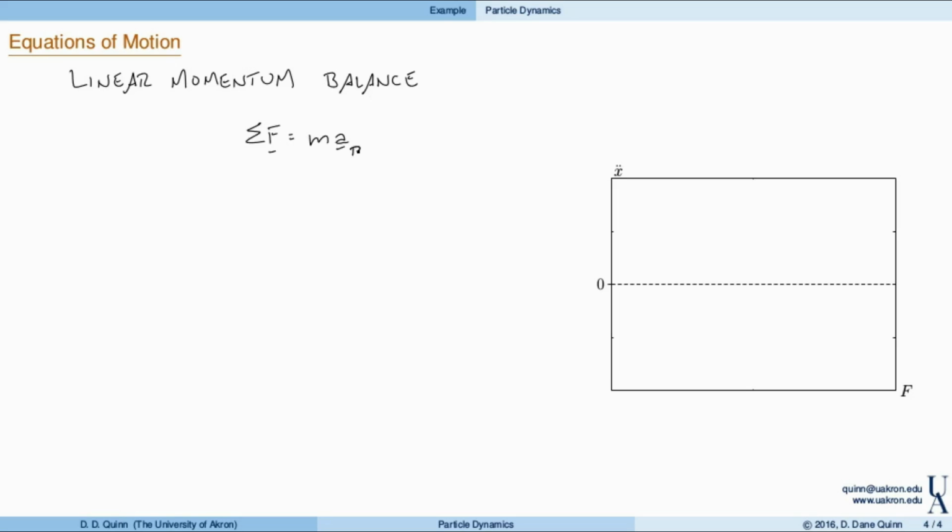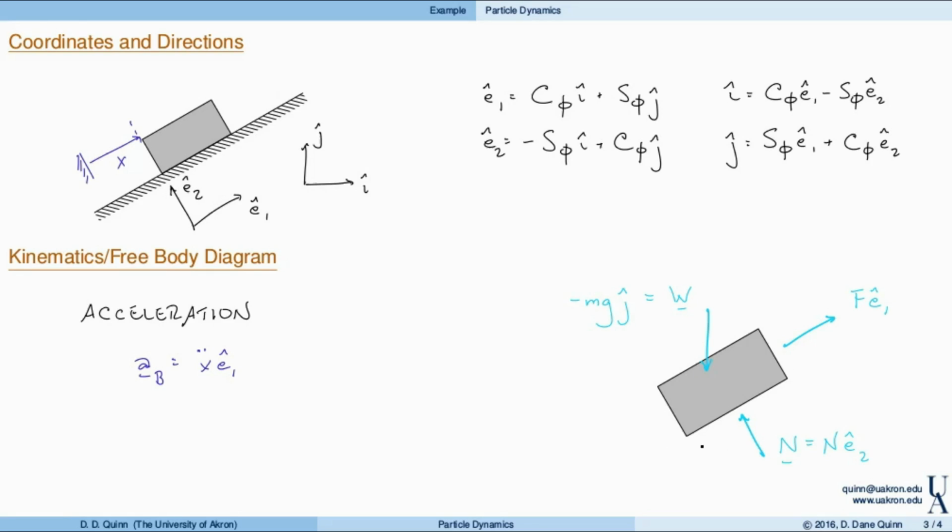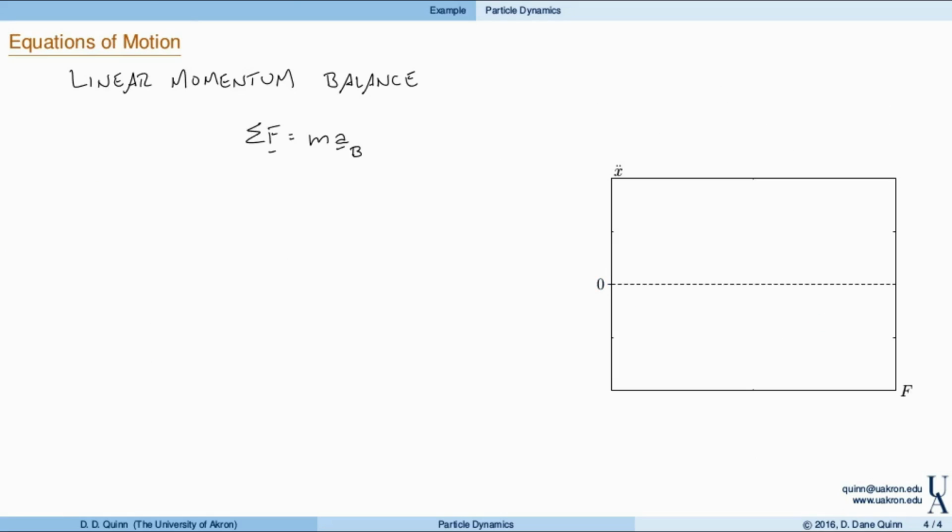In particular, the acceleration of the block. But the left-hand side we have from the free body diagram. Let's go back and look at that. So we'll just take these three forces and sum them together. So that gives us minus mg in the j direction. That was the weight. There's the applied load, F, in the E1 direction. And there's the normal load, N, in the E2 direction. On the right-hand side, we identified the acceleration as x double dot in the E1 direction.